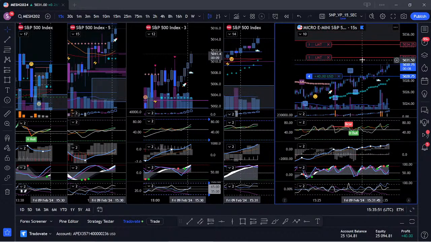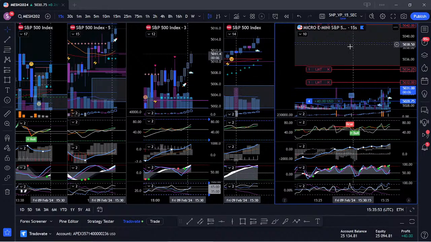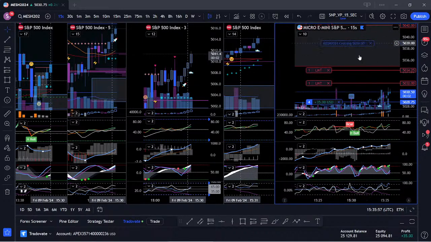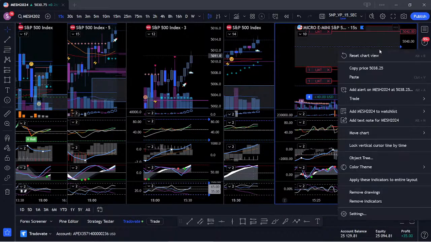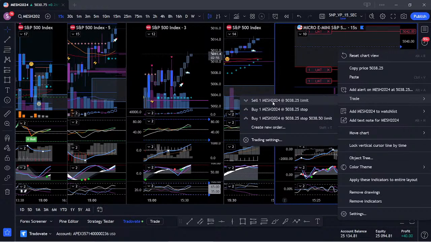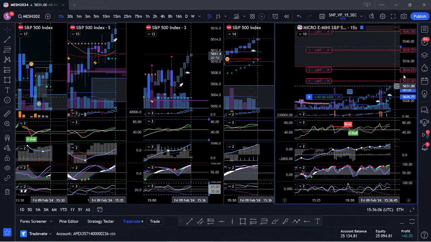Let's see. We need to be careful. That's the dangerous zone we need to clear out, and we keep only one. I will clear out here and I keep one only.